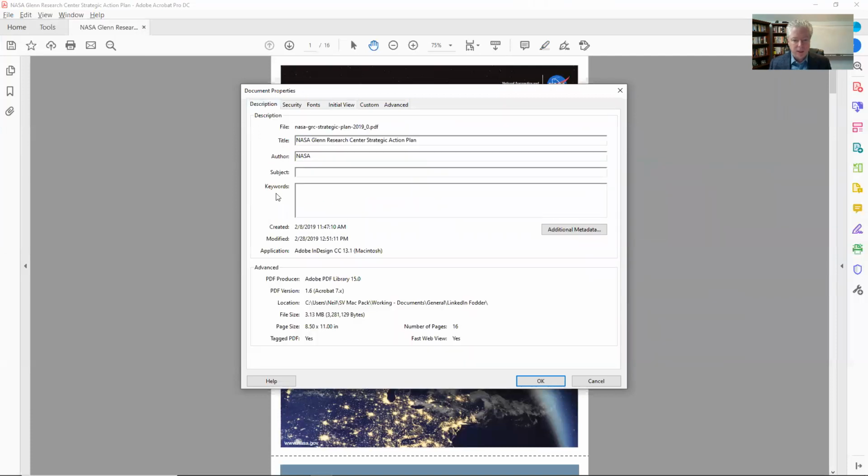So I'm pulling this up, and I'm just trying to find some basic things, like when was this document created? So it was all beginning of 2019. Apparently it wasn't that old, so it can't be that old. It's a strategic plan for 2019.